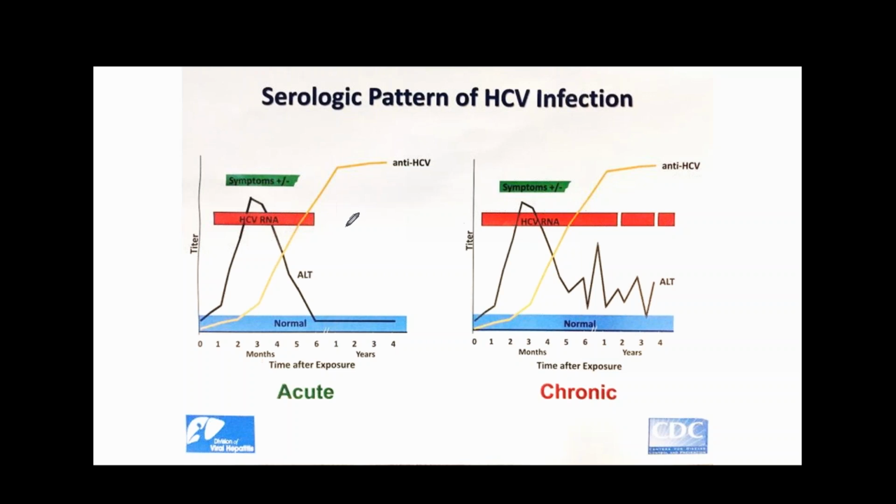So, which points to the fact that one cannot use anti-HCV antibody to distinguish whether a person is recently infected, whether the person is chronic, or whether the person has a resolved infection.